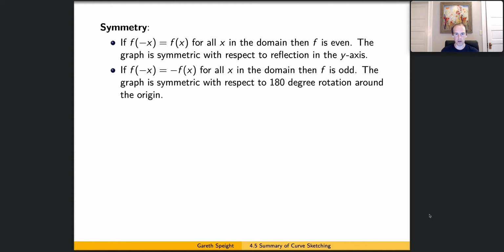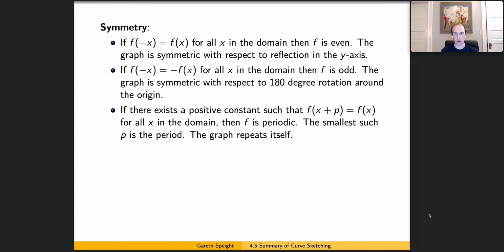That's going to give us the graph on the left side. Okay, and then finally, if there is a constant p, so that f of x plus p equals f of x for every x, so if when we translate, we get back what we had before, then f is called periodic. And the smallest such p that we can take is the period.